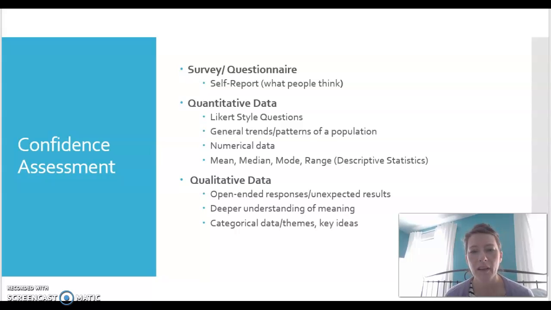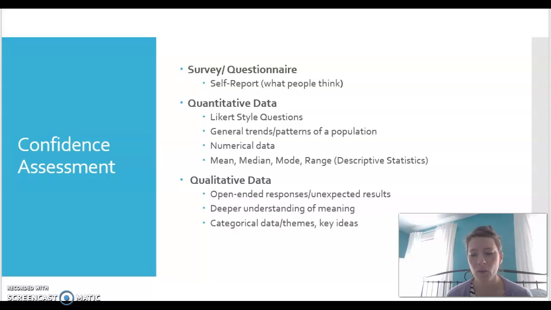So in this short survey, I asked you both closed questions where I could collect quantitative data and some open-ended questions where I could collect qualitative data. And these serve two different purposes. Quantitative and qualitative data serve two different purposes when we engage in research ourselves.